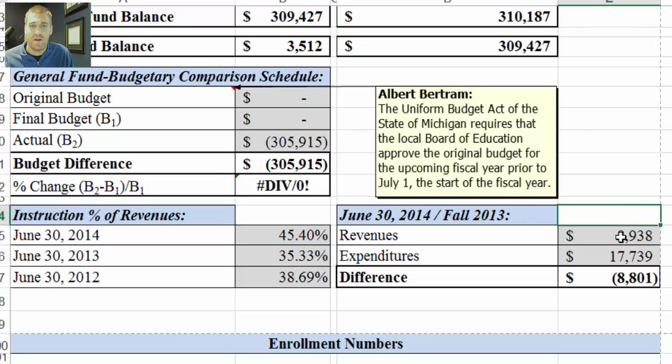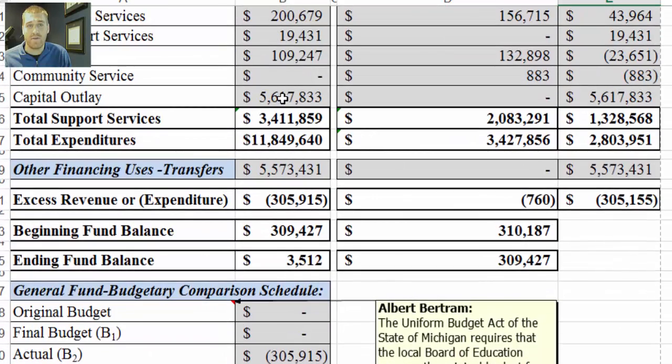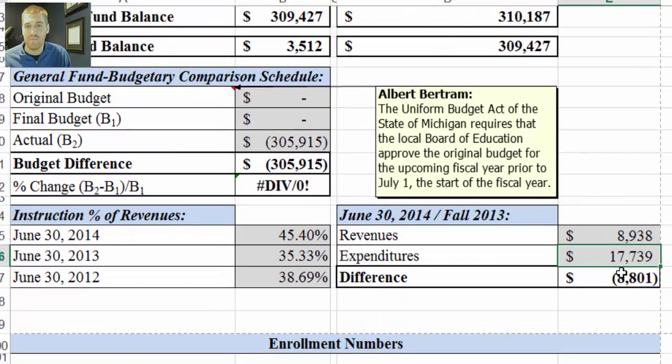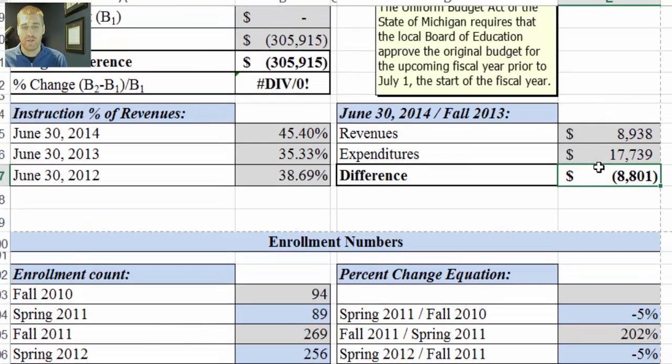So this over here takes total revenues and divides it by the fall 2013 count. This takes the expenditures and divides it by that fall 2013 count. Again, this is a lot because of that capital outlay up here and the difference. So this is just another way to compare from year to year. When you look at this sheet, you can look at stuff and see how it trends.